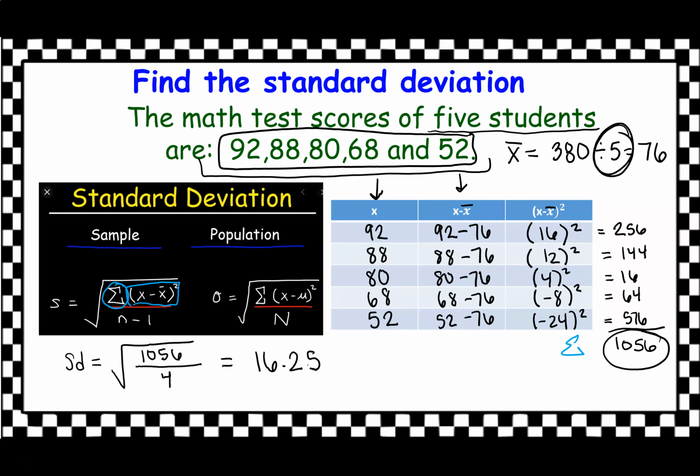And what are we talking about here? We're talking about test scores, so this is going to be points. So the standard deviation is, for the most part, test scores are about 16.25 points away from the average. That's a pretty big standard deviation, meaning if I was a teacher, I'd say, wow, my students kind of scored all over the place.